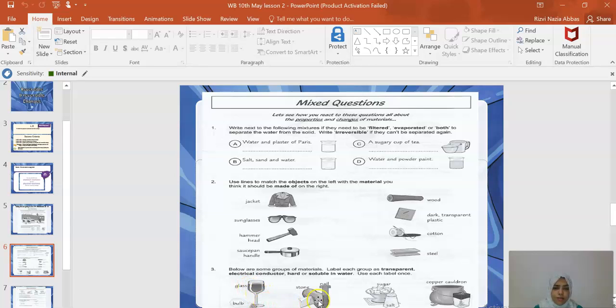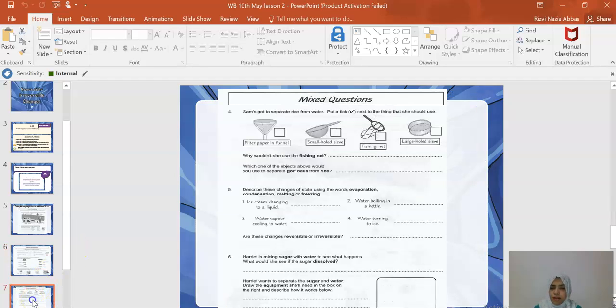Glass, bulb, stone, nail. So what do you think they are? If electrical conductor, transparent, what is their property? They are asking you to write that one. Now let's come to the next question.